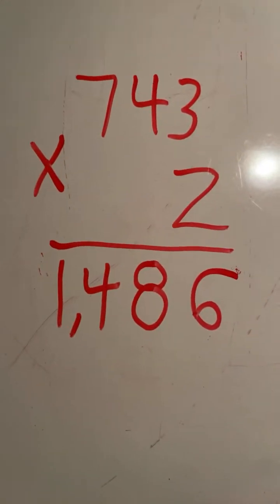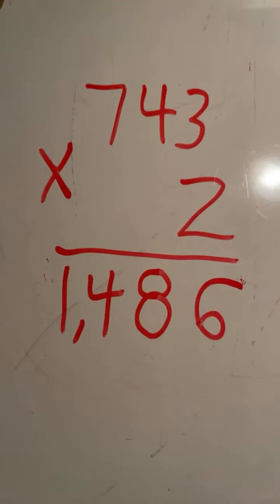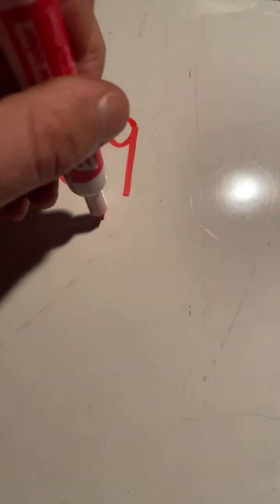And we have our final answer. 743 times 2 equals 1,486. Alright, next example. 769 times 4.